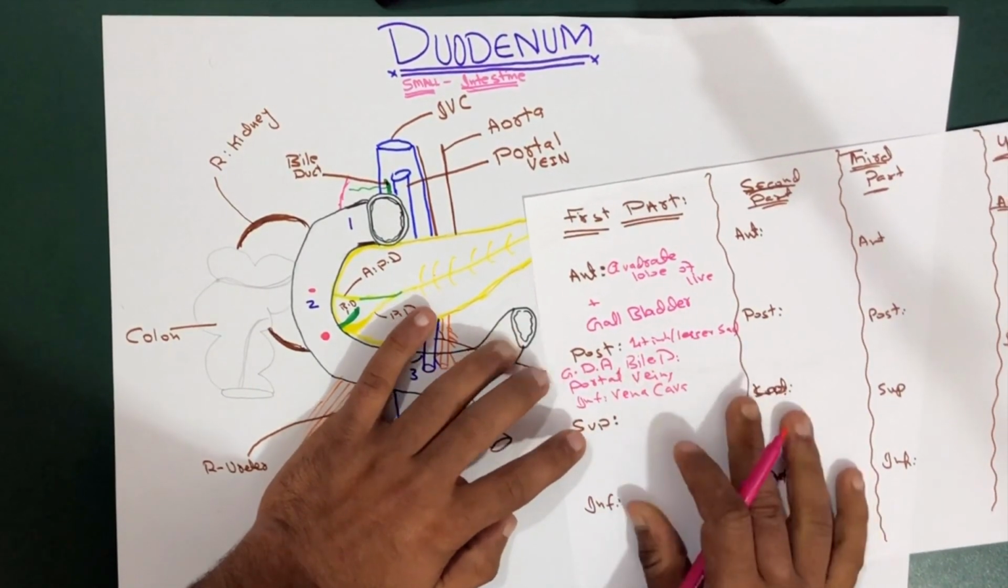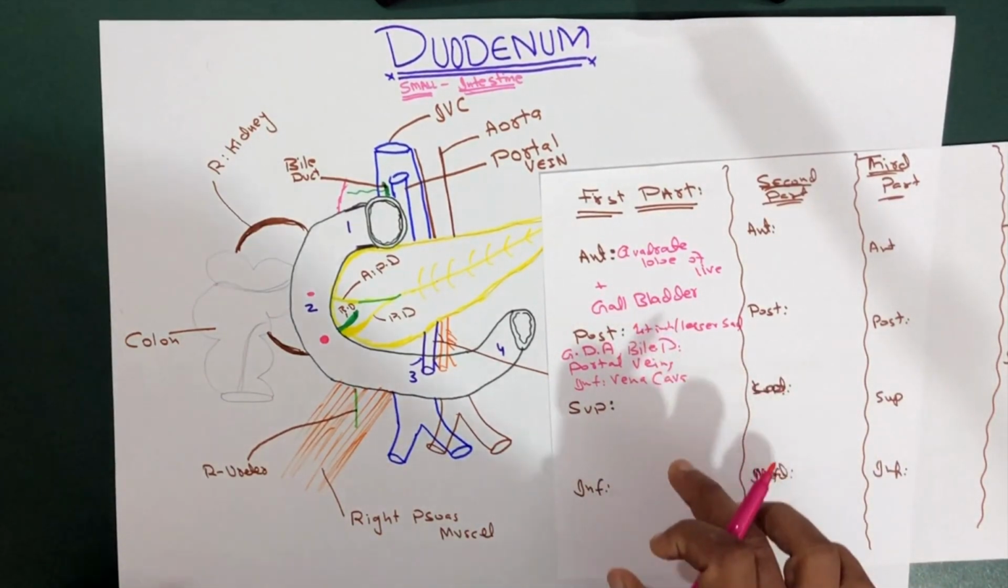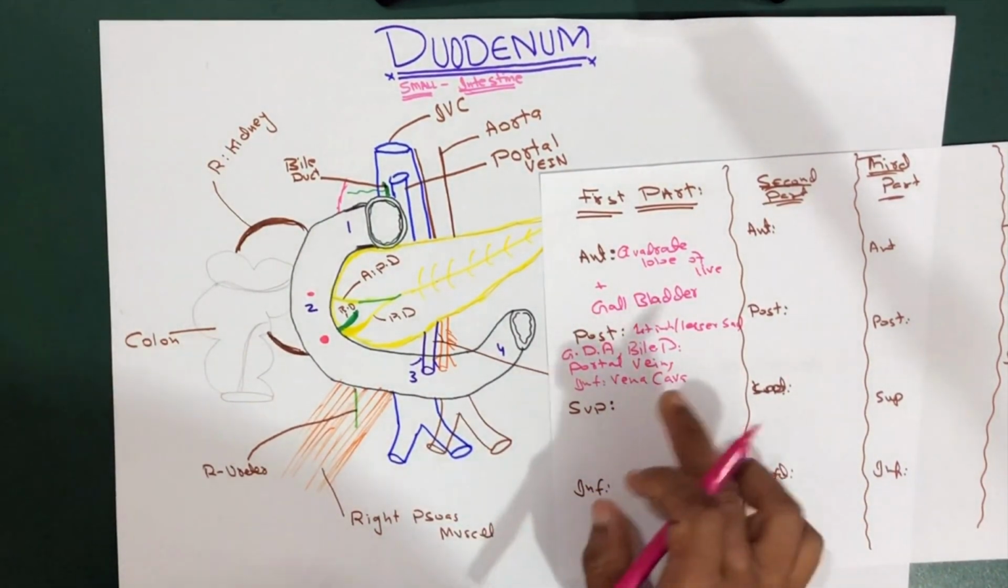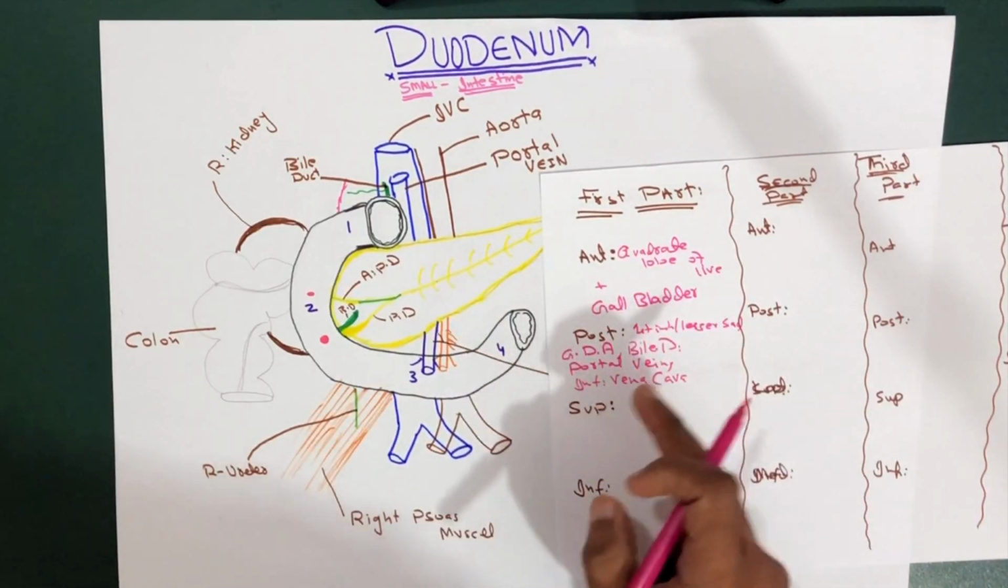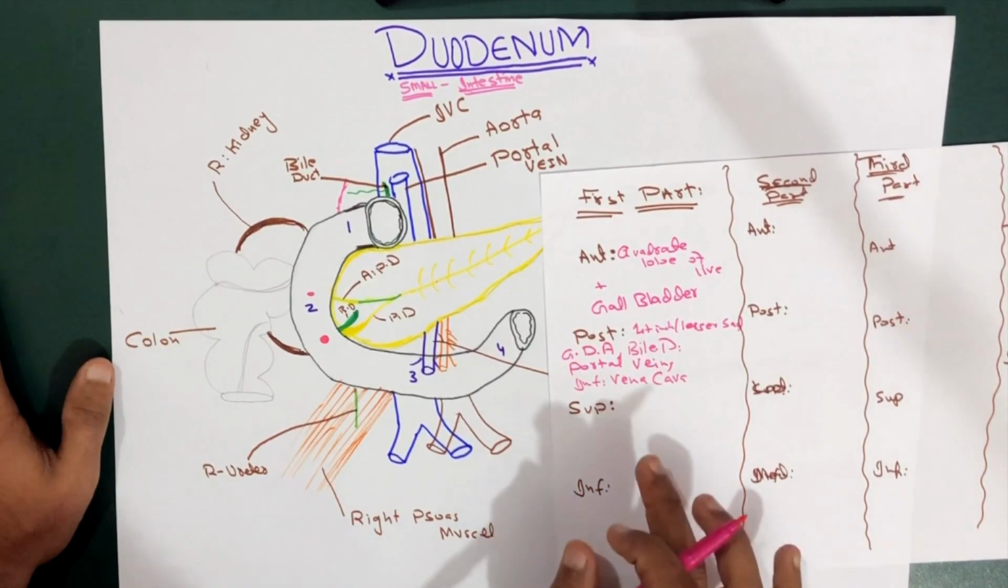All right, so this is the anterior relation: we have the quadrate lobe of the liver and the gallbladder. On the posterior side, we have the first inch of the lesser sac, the GDA, the bile duct, the portal vein, and the inferior vena cava, right?